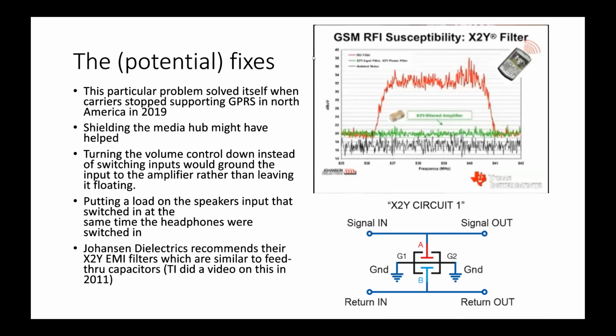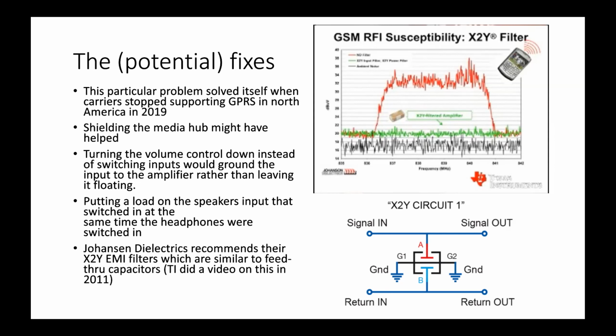But it is a problem if you have this in systems that you're trying to take data on, or if you just don't want to hear it. If you're trying to listen to something or watch a movie and this is coming on, it's a bit of a pain. So for me, the problem solved itself when the GPRS stuff stopped being used in North America in 2019. It's possible that I could have used better shielding on these cables. I have certainly modified my own devices.